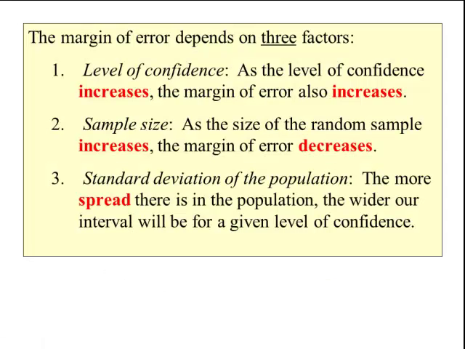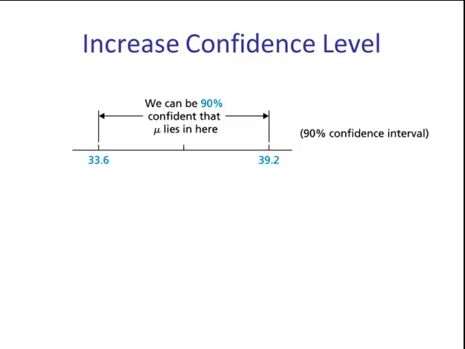The margin of error depends upon three factors. The level of confidence: as the level of confidence increases, the margin of error also increases. The sample size: as the size of the random sample increases, the margin of error decreases. And the population standard deviation: the more spread there is in the population, the wider our confidence interval will be for a given level of confidence. Let's look at this visually.